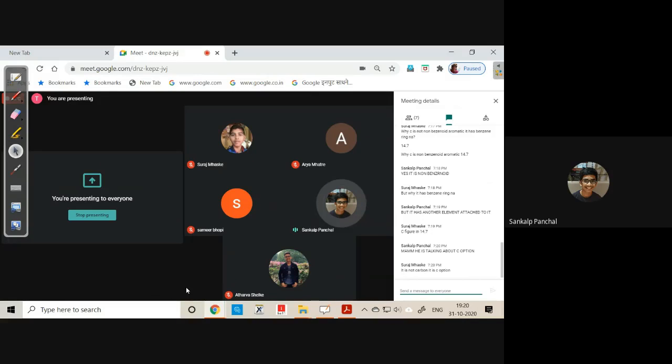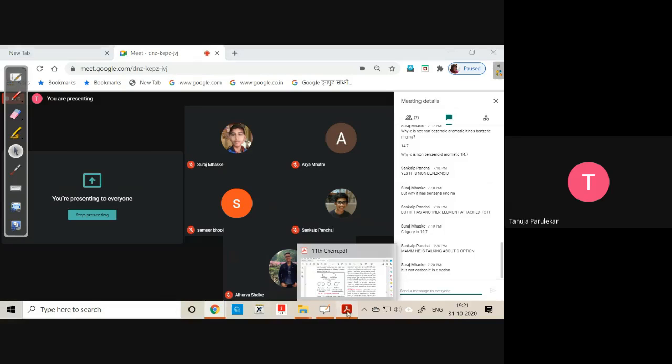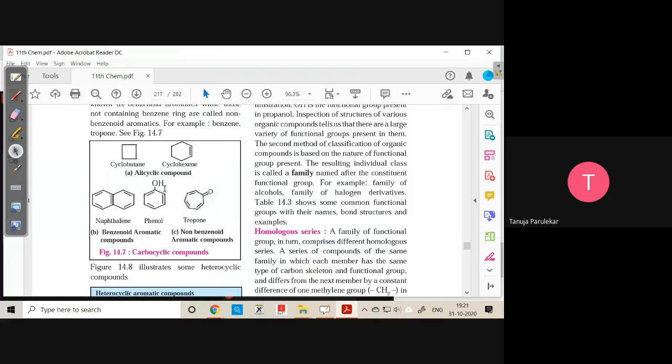Ma'am, I guess he's talking about phenol and tropone. One moment. Here, phenol is having a benzene system. This is the benzene ring system. In tropone, you can see that this is not benzene. It is a non-benzenoid structure.